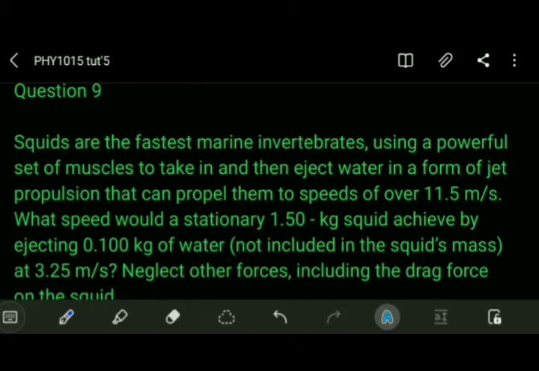for both is 0. The mass of the squid is 1.5, and the final speed of the squid is 11.5. The water, the mass is 0.1, and the final speed of this water which is ejected is 3.25. So things become very easy here. Now they want us to find the speed of this squid.